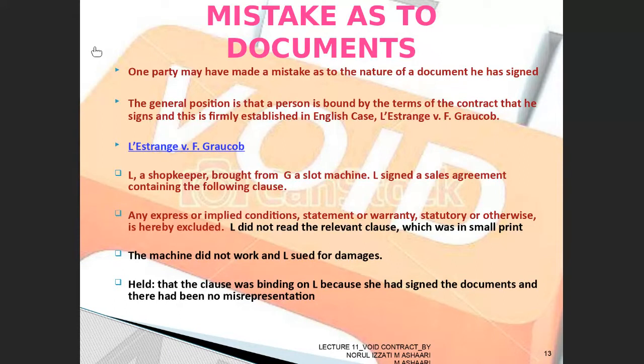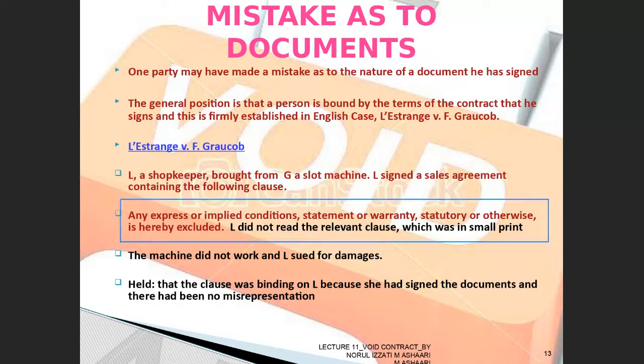The general position is that a person is bound by the terms of the contract that he has signed, and this is firmly established in the case. This is the original case, L'Estrange v Graucob. You can refer to the judgment later. A shopkeeper bought a slot machine from G, and L signed a sale agreement containing the following clause: any express or implied condition, statement or warranty, statutory or otherwise, is hereby excluded. Basically, when we buy something, we think there is a warranty and so on, but you did not realize this wording. So L did not read the relevant clause, which is in small print.